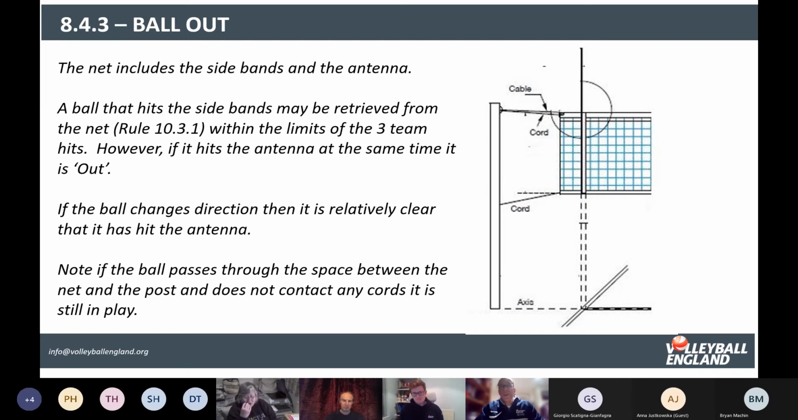Also make note here that if the ball goes through the space between the end of the net and the post and doesn't hit anything, then it is still in play. It has to actually hit it. It's not just a case of it having gone through a part of the net. If it doesn't hit it, it's still in play. Although I have never seen a ball that goes through this area continue to be retrieved, so it's pretty much going to be out at that point anyway. But just so that you're aware, it's not quite out yet until it lands.